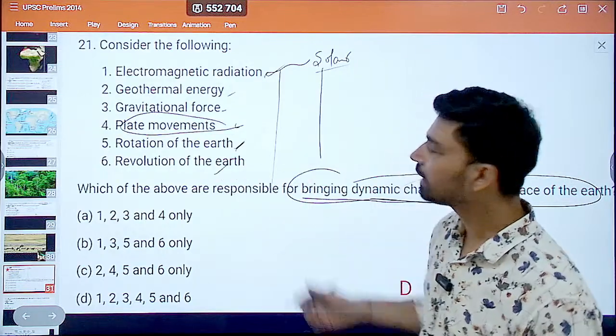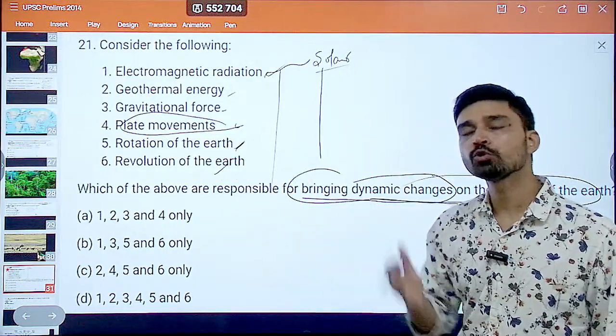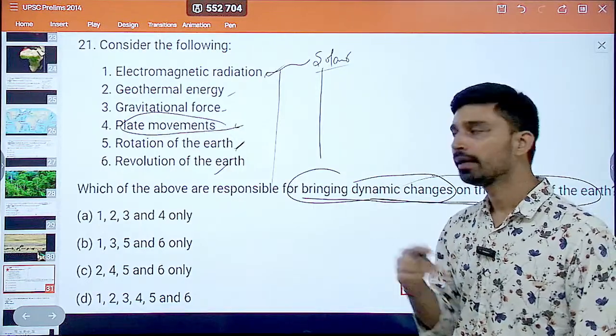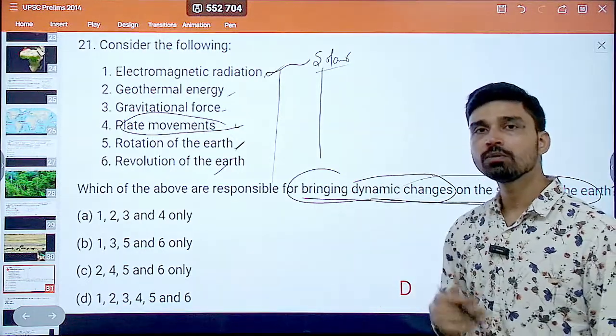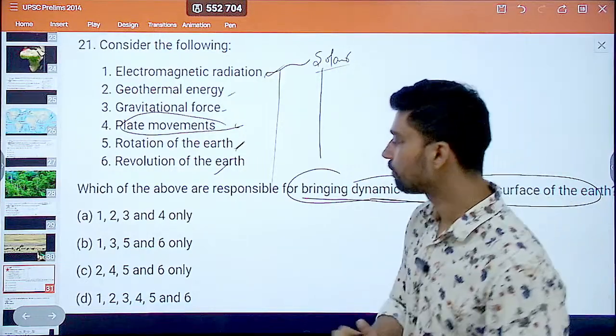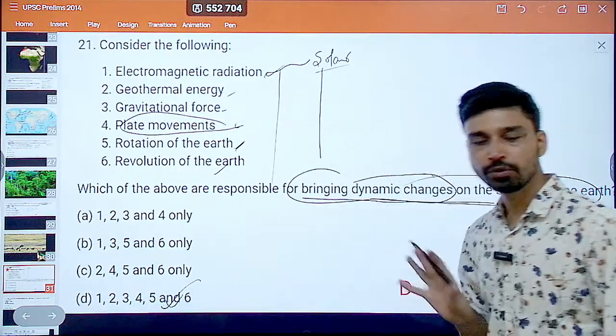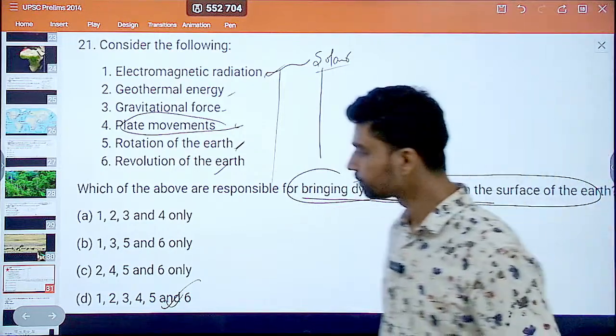And revolution of Earth, as we have discussed, is responsible for the change in the seasons, change in the length of day and night, and all these also are responsible for bringing a lot of changes on the surface of Earth. So the correct option here is all 1, 2, 3, 4, 5 and 6.